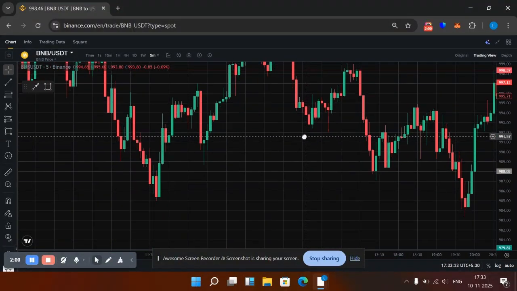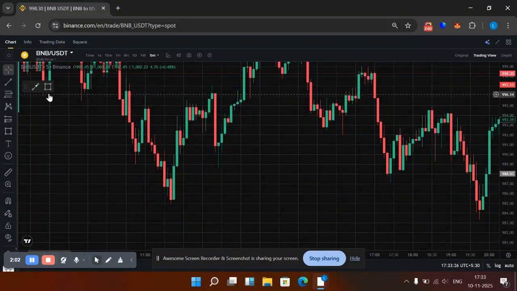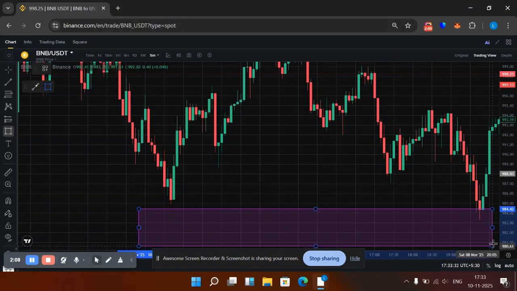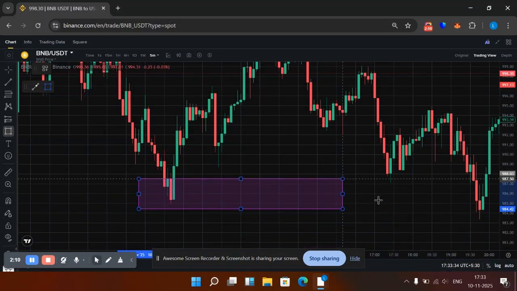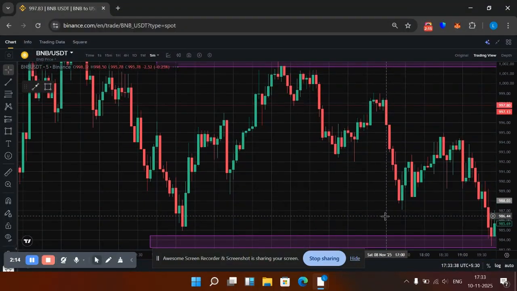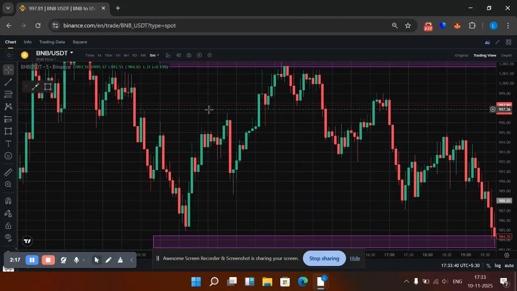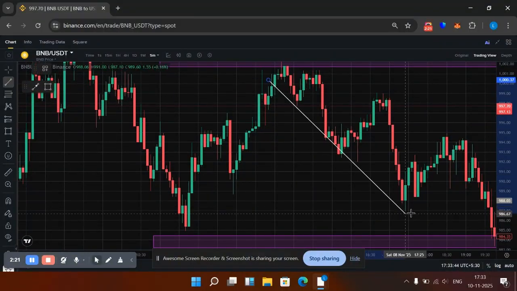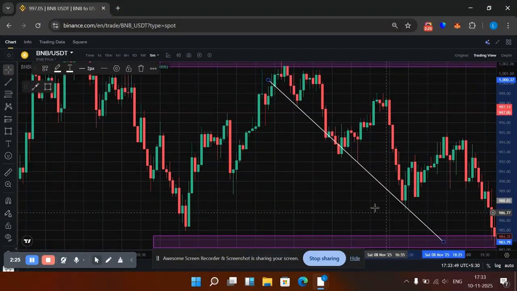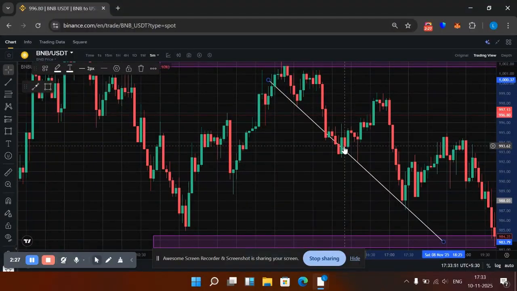I'm going to understand that. Alright, now, what is the support level here? Support is this. Alright, and done. Now we have marked our simple things, support and resistance. Now what has happened here? There has been a downtrend here. If you look at this, there has been a downtrend.